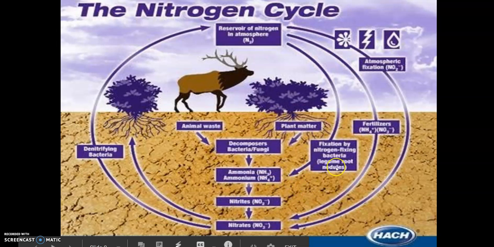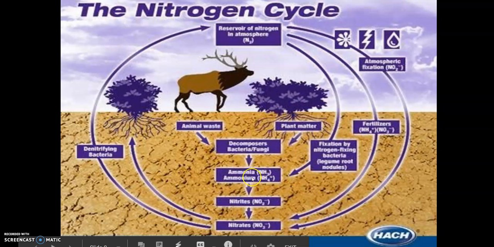They can either live at the root tips of certain types of plants called legumes, like peas or beans or clover, or they can be free living in the soil. But either way, they will take this nitrogen gas that has been aerated with the soil and they will transform it into a form that can be used. And you can kind of see this transformation process here.